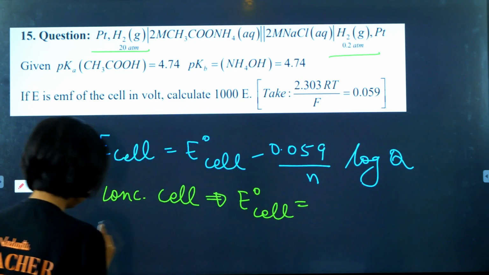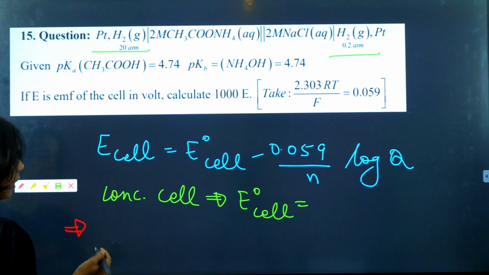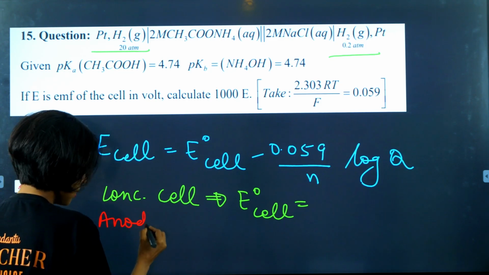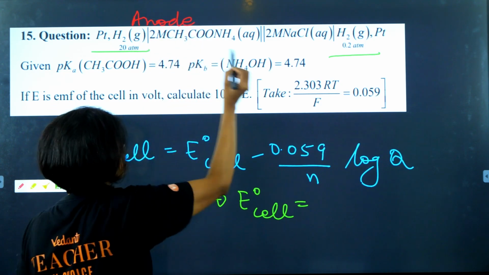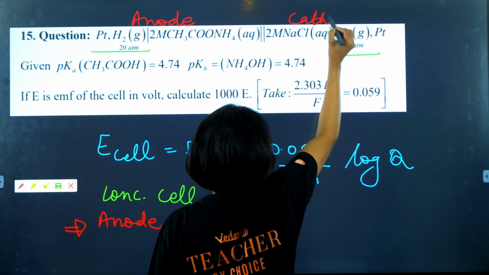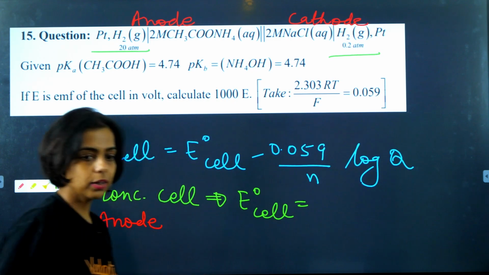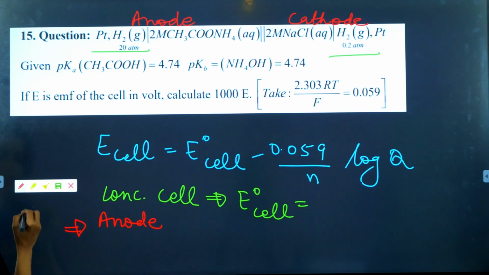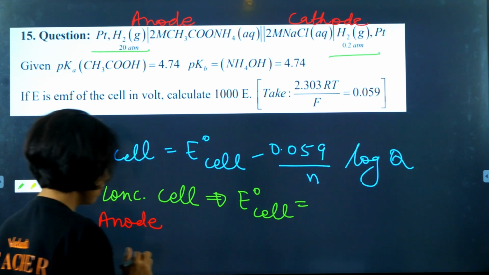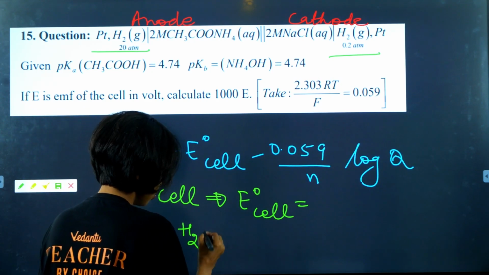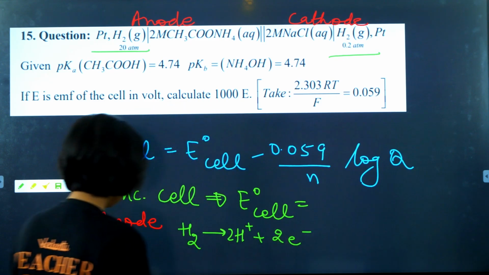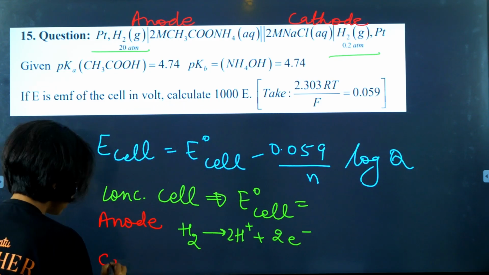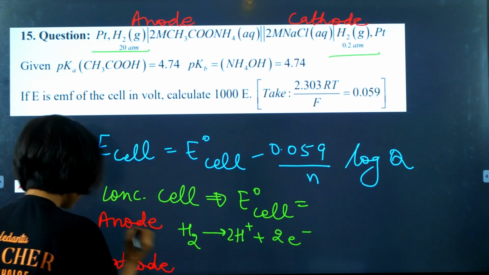Okay, now anode, where oxidation takes place. This is my anode on the left side of the cell and this is my cathode. So at the anode, what reaction is taking place, guys? H2 gives 2H+ plus 2 electrons. And at the cathode, the same reaction is taking place, but reduction.